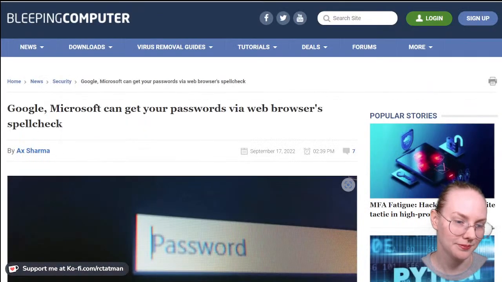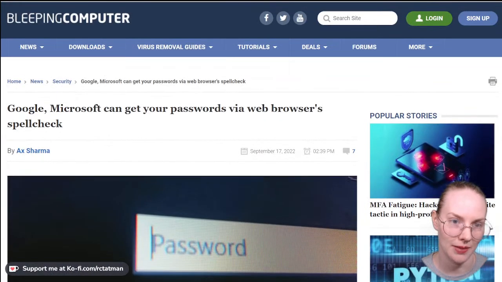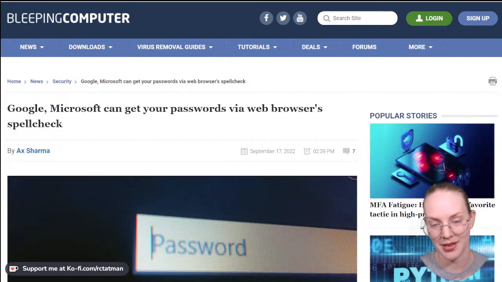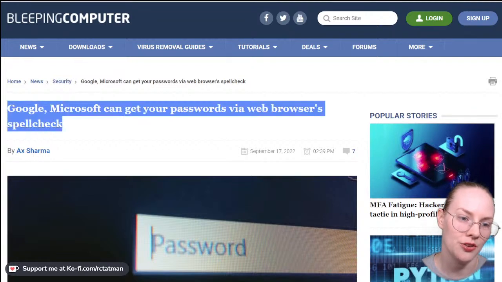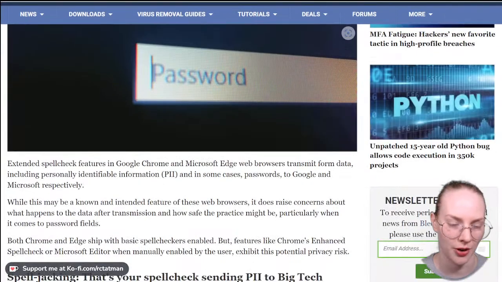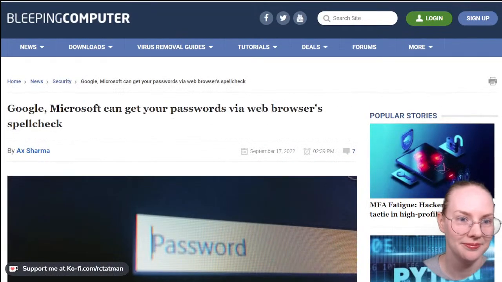Anyway, this is just an FYI. I actually am using Edge for streams. I only use it for streams. But if you use Edge or Chrome, you can accidentally leak your password via the browser's spell check. So just know that it's happening.